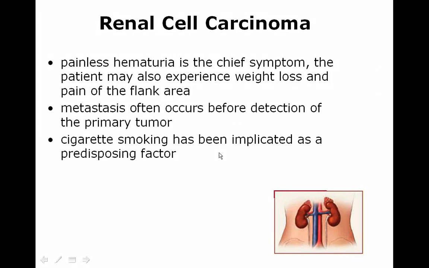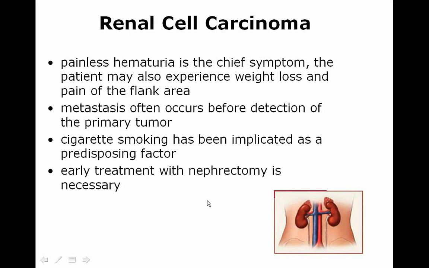Oftentimes, metastasis has occurred before detection of the primary cancer, which means that the cancer may originate in the kidney, the renal cell carcinoma, but by the time it's diagnosed, it has spread to some other site in the body, metastasis. Cigarette smoking has been implicated as a major factor in development of kidney cancer. Early treatment's absolutely necessary before it spreads, and the treatment's going to be nephrectomy, removal of a kidney. A person can certainly have removal of one kidney. They can function with just one kidney, but they must have at least one kidney to function.